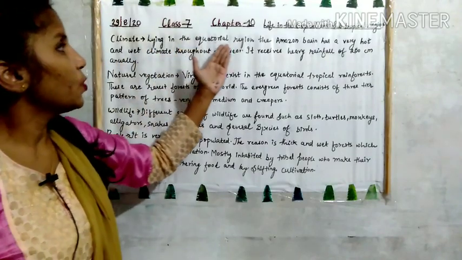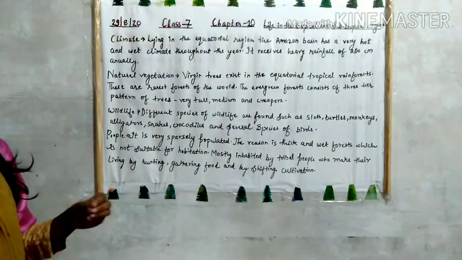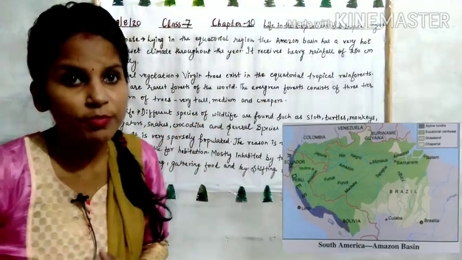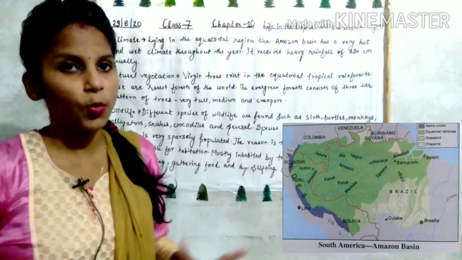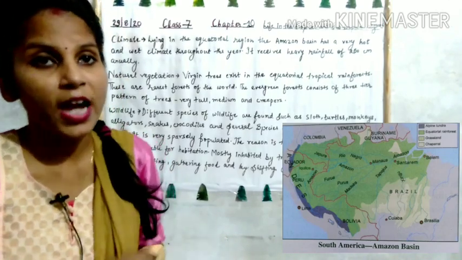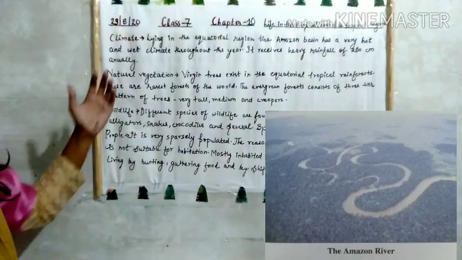Lying in the equatorial region, the Amazon basin has a very hot and wet climate. हालांकि हमें पता है कि ये इक्वेटोरियल रीजन में पड़ता है. Equatorial means the area that is near to the equator. That's why it receives direct sun rays and it is very hot and wet throughout the year.